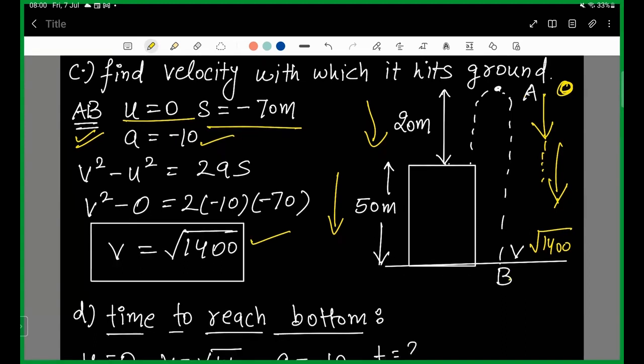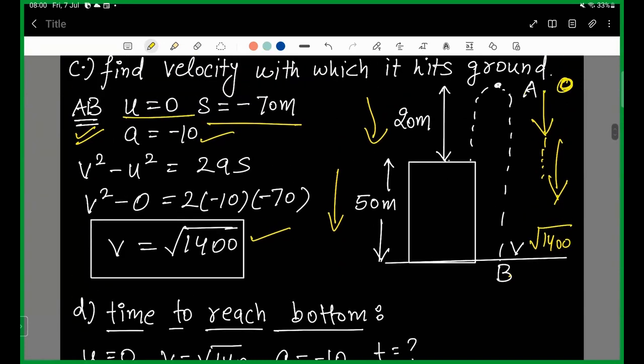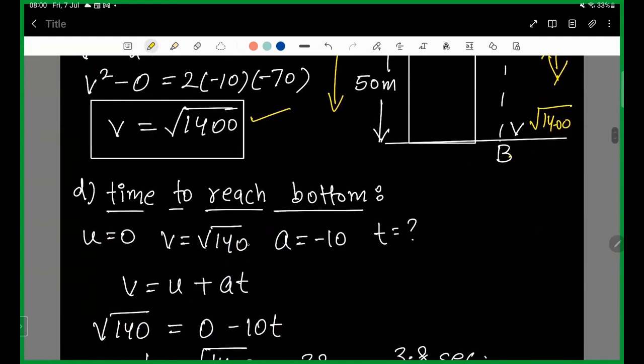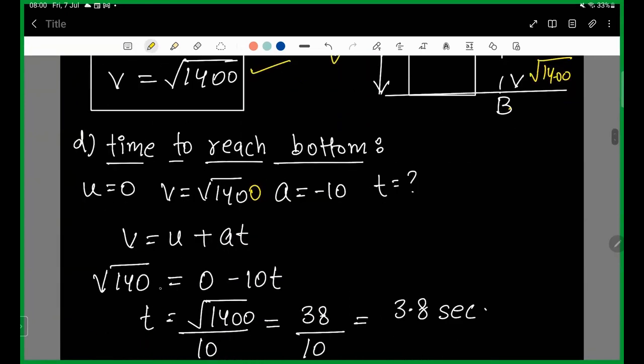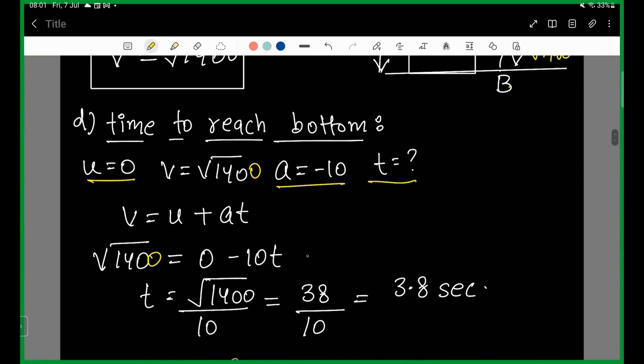Then the question is, what is the time to reach the bottom? So how much time will it take to go from up to down? V we have already calculated. It is under root 1400. U is 0, acceleration is minus 10, and time is unknown. So we will use V equals U plus at. If you solve this, you will get roughly 3.8 seconds. So to go from the very top to the bottom of the ground, you will take 3.8 seconds.